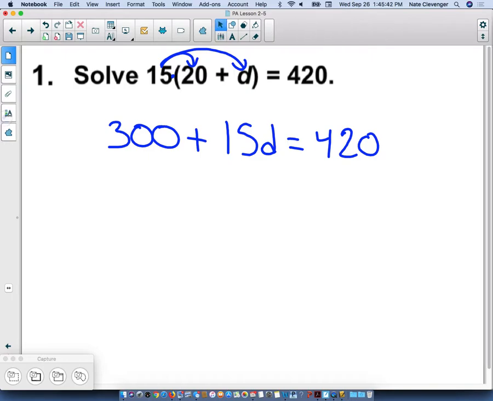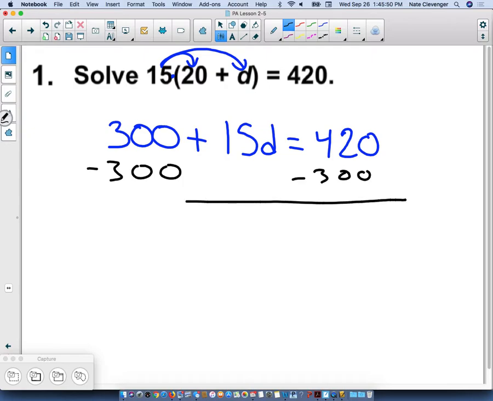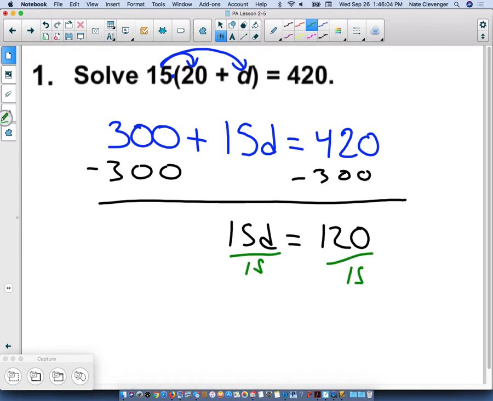Leo, what am I going to do to solve this problem? You're going to minus 300 to get the 15D by itself, and then 420 minus 300. Good. We have 15D equals 120. And Adam, at this point we divide by 15. So D equals, is it 8 or 6? 8. So it's an additional $8 for the name on the back. $28 for a shirt, whatever.